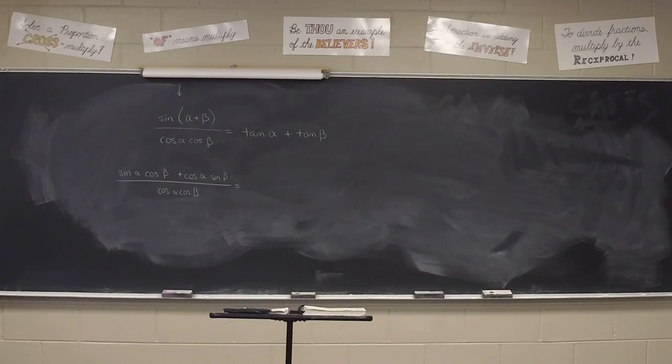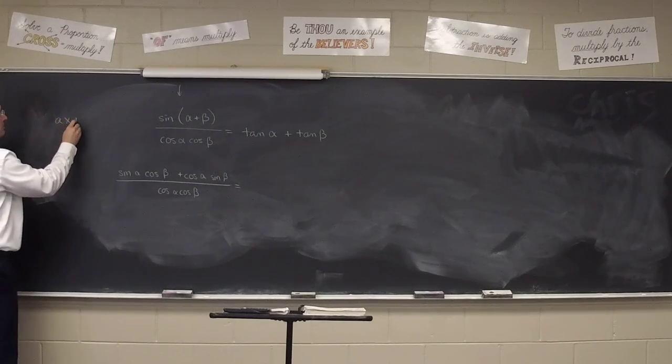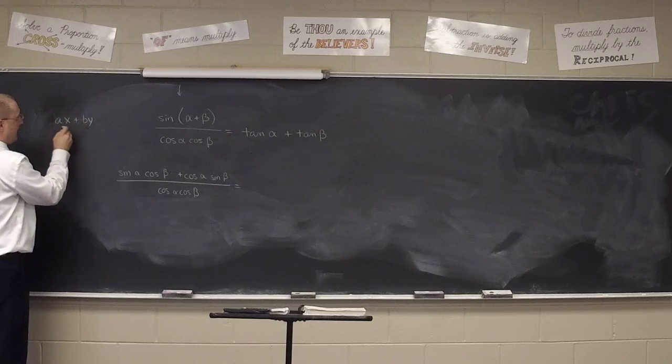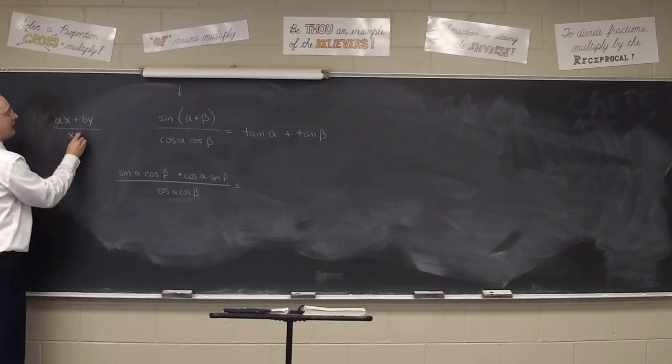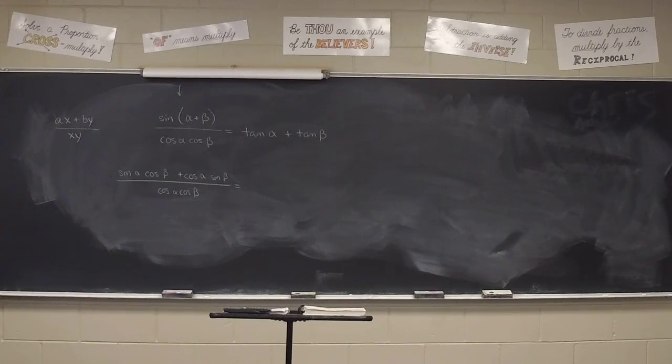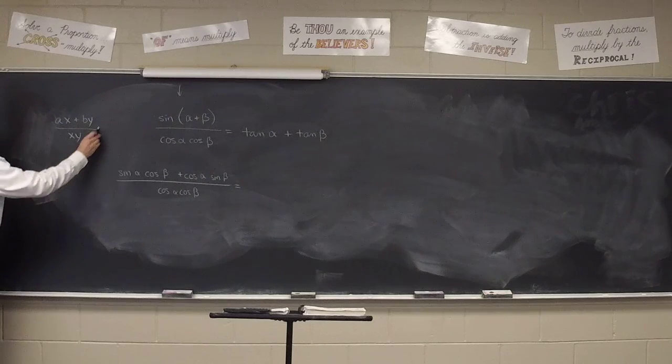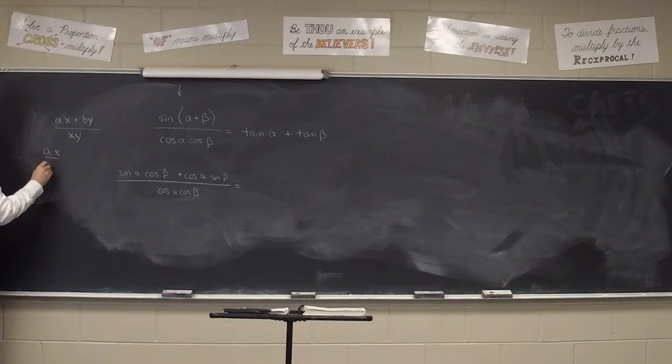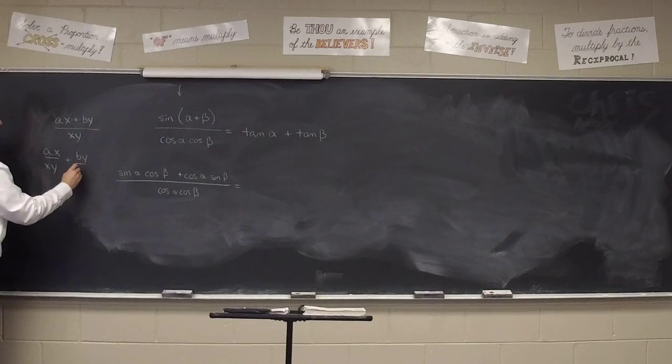Mistaken by thinking we can cancel anything here, because they're terms. For instance, if I had AX plus BY over, say, XY, what could I do? You can pull one out. There's no conjugate. I could look at this as dividing by a monomial, dividing each term by XY to get AX over XY plus BY over XY, correct?